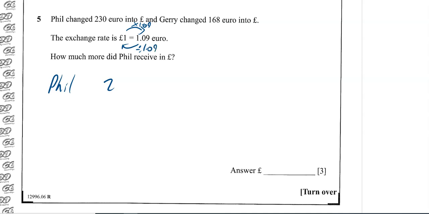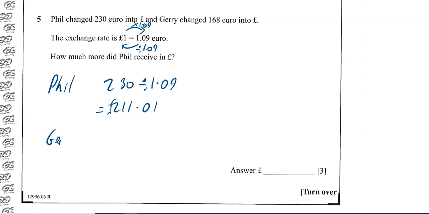1.09. So he's got 230, and then dividing by 1.09, and let's do that out. So 230 divided by 1.09 works out to be 211.01. That's going to be pounds.